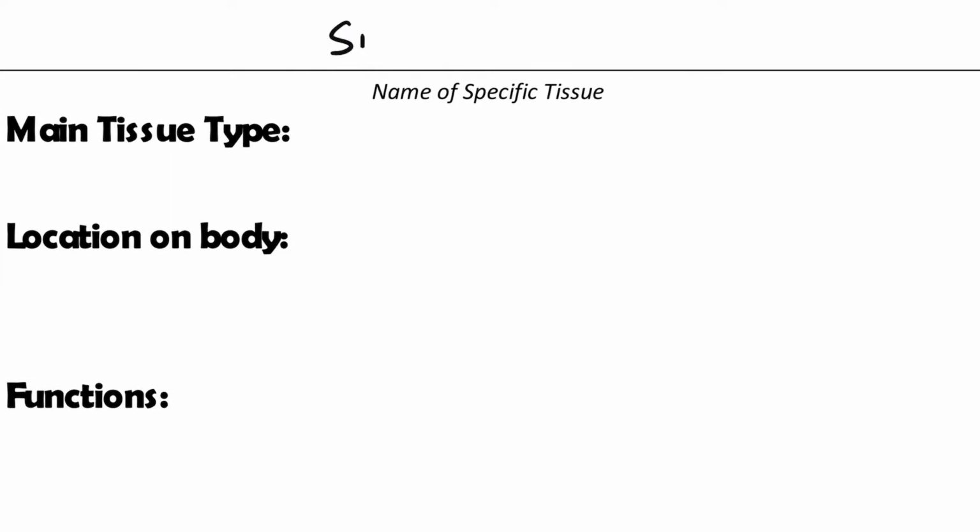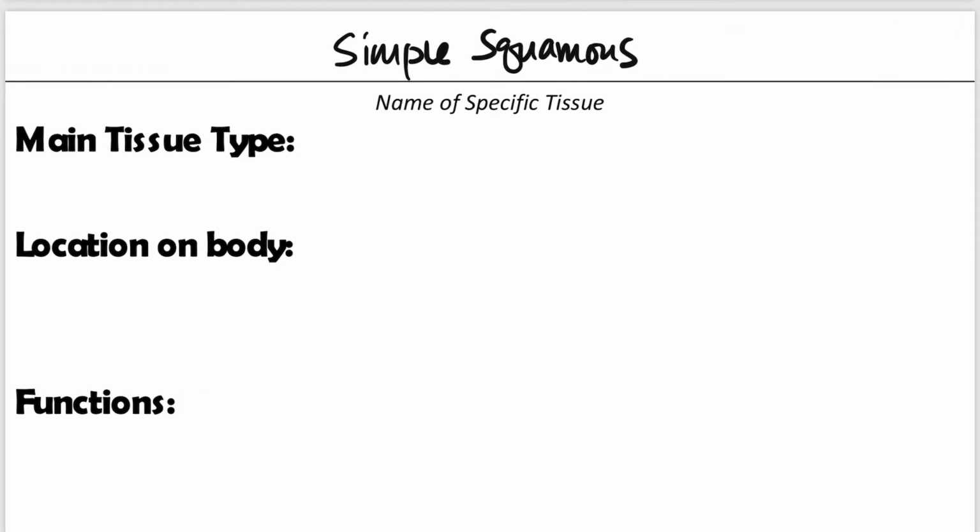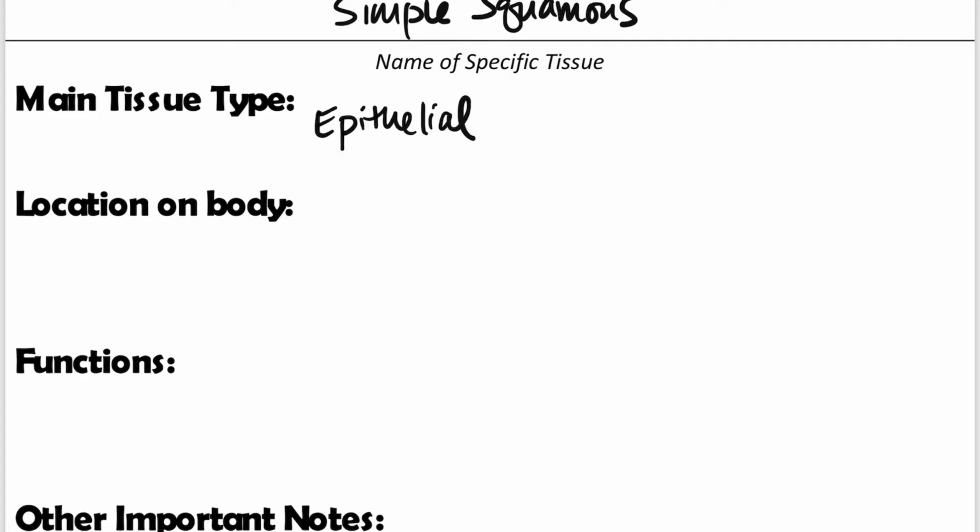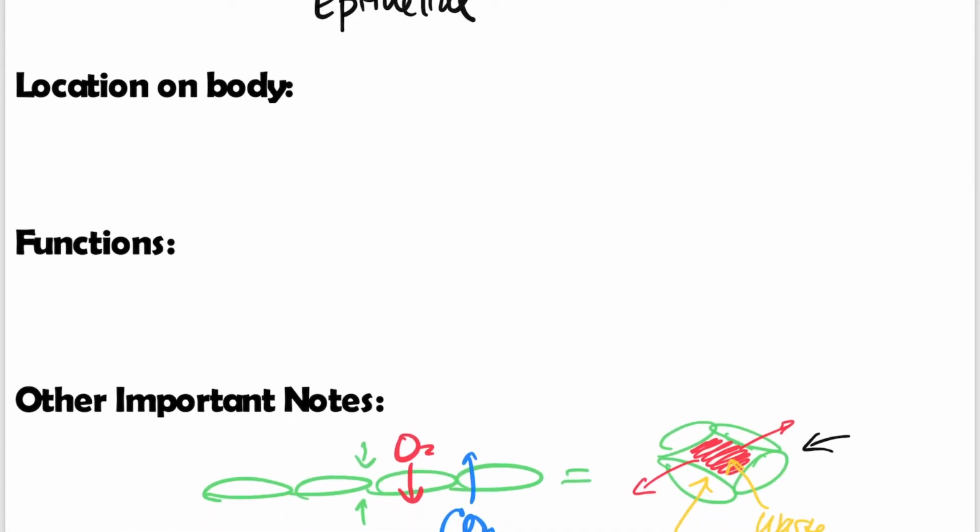Go here, simple squamous. The main tissue type, remember I said we're only going to do epithelial with this first video. So all of them that we label today are going to be epithelial. And then this is really only found in two places on the body that you're going to need to know about in class. And that is the two places we just talked about.